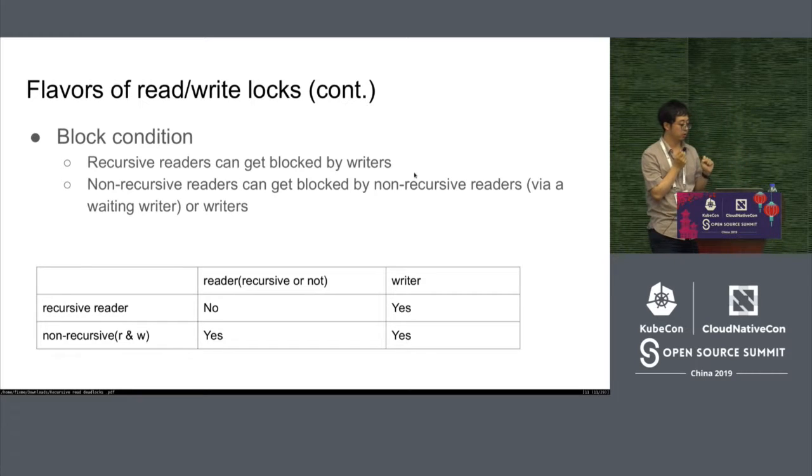And the non-recursive, well, first, from the recursive aspect, they will not allow a critical section zone, and the writer is a non-recursive lock. The non-recursive, no matter whether it's a reader or writer, will block other readers and also other writers. This is the blocking condition.